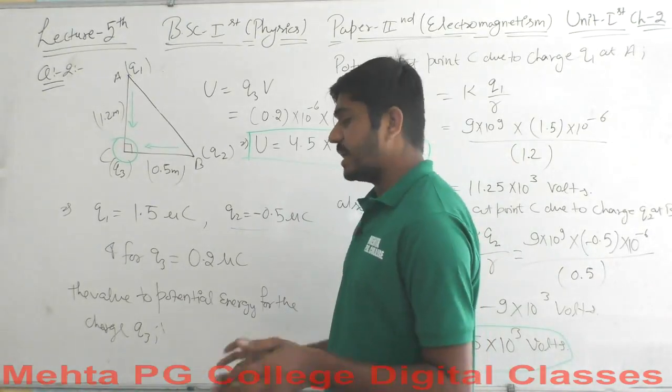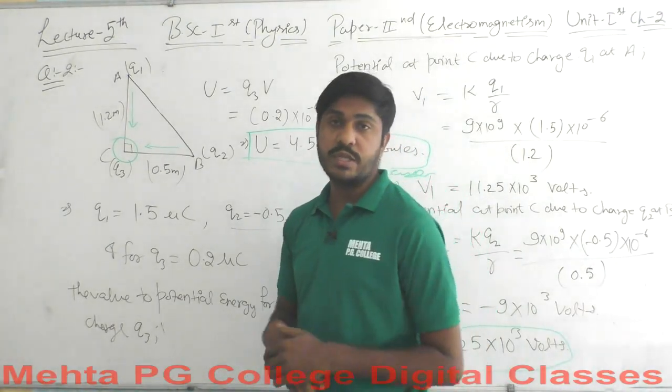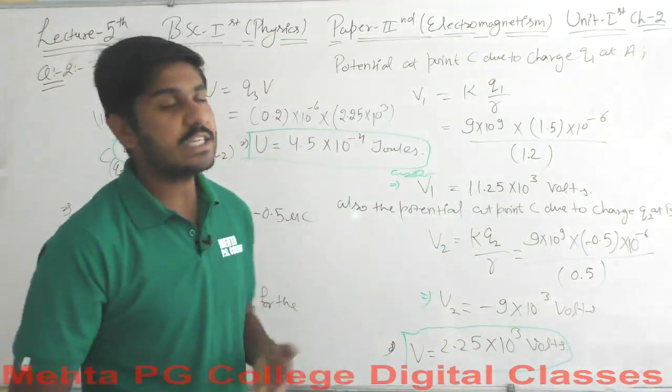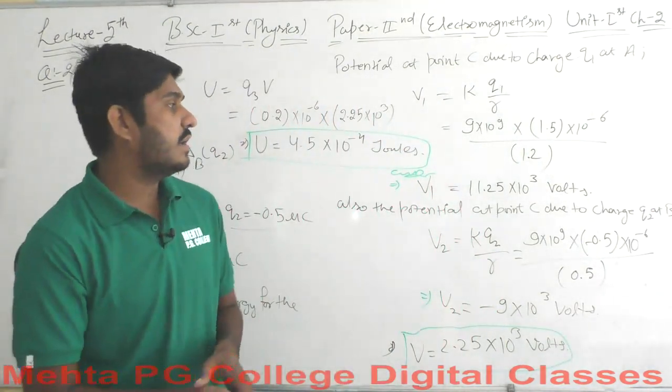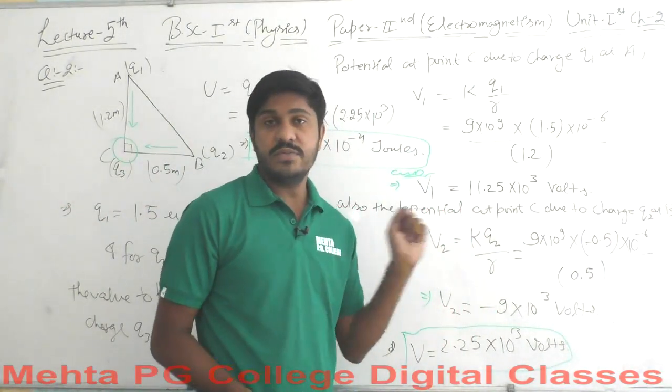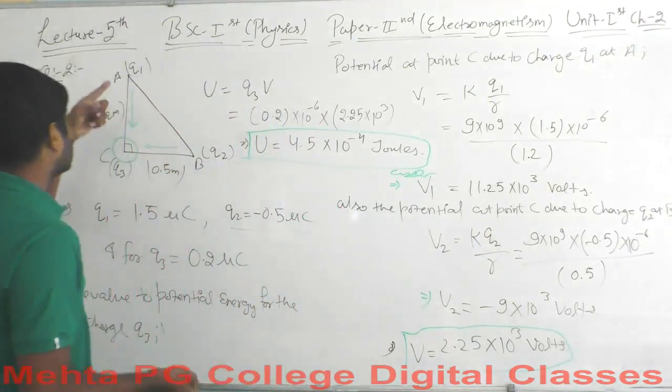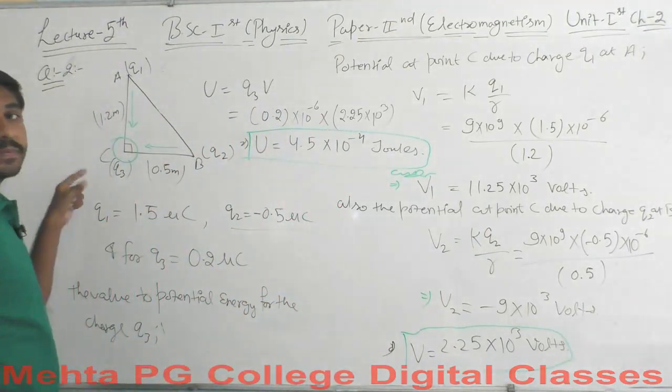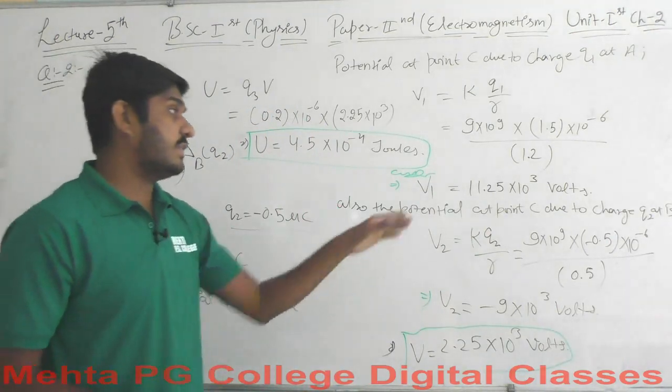Calculate the value of potential energy for the charge Q3. But before going to the potential energy, let's find out the potential here. That's why we wrote the potential V1. The V1 is the potential for charge Q1 at point C. So this is the value of V1 here.